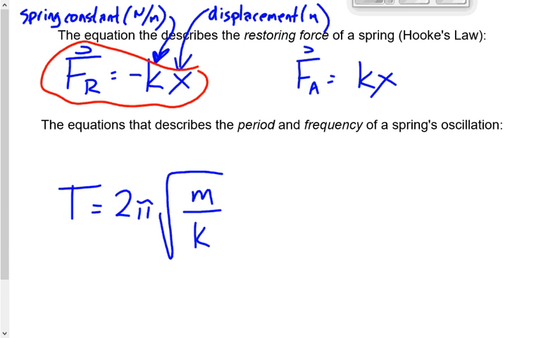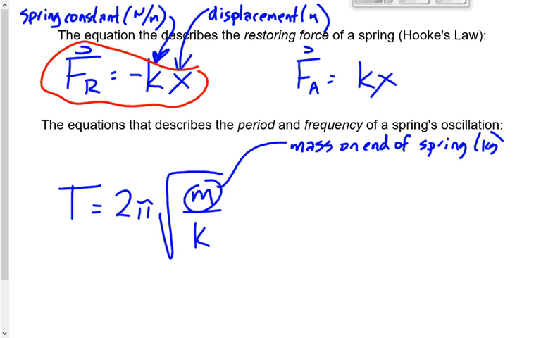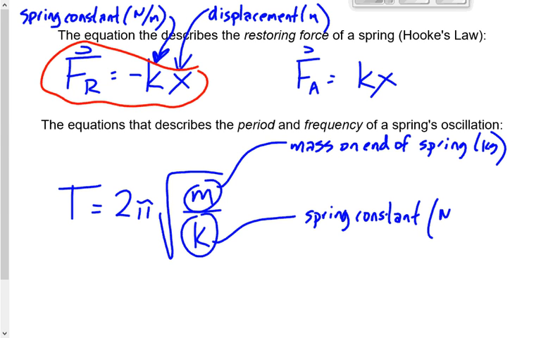Let's identify these variables here, guys. M, of course, is the mass. This is the mass on the end of the spring, and that's going to be in kilograms. And K, of course, is the spring constant. That's just a measurement of how stiff the spring is, as you said in the last equation. That's going to be measured in newtons per meter. And T, of course, is the period. That's the time for one complete cycle of this spring going back and forth, back and forth.